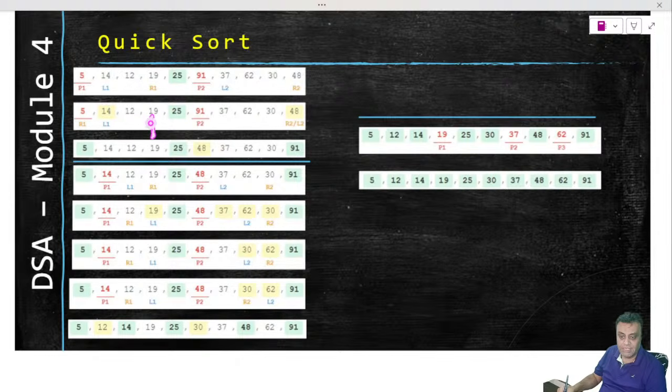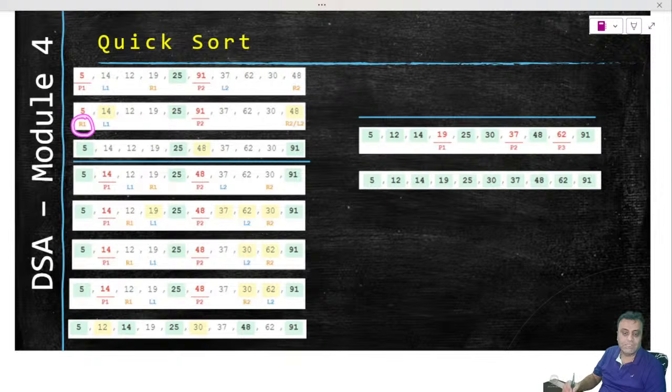But 19 is greater, so it will move left. 12 is greater, it will move left. 14 is greater than 5, move left, and it reaches 5. Right? And it stops here because there is no more area for it to go. And of course 5 is not greater than 5. 5 is equal to 5, so it will anyway stop.